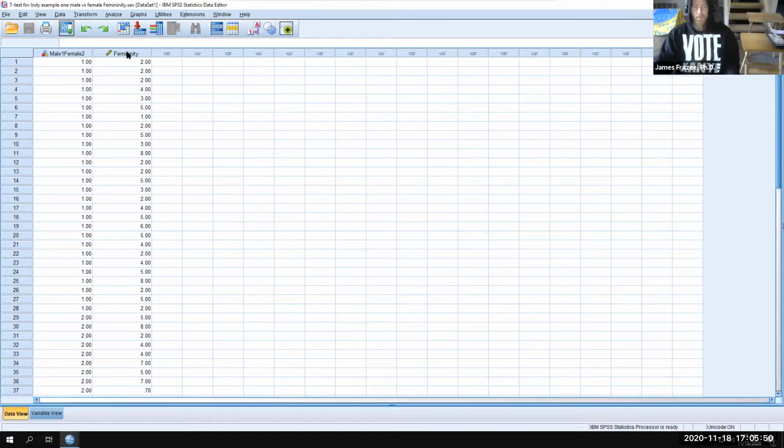So we've measured a variable here, and this variable we measured across both males and females. So femininity measured across males and females. So we just did it on a, I don't know, a Likert type scale, a 0 to 10, 0 meaning 0 femininity, 10 being the most feminine person ever.